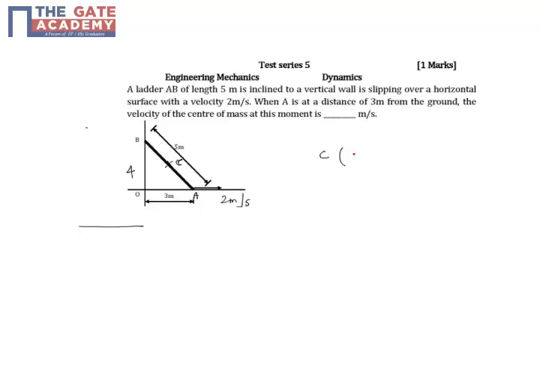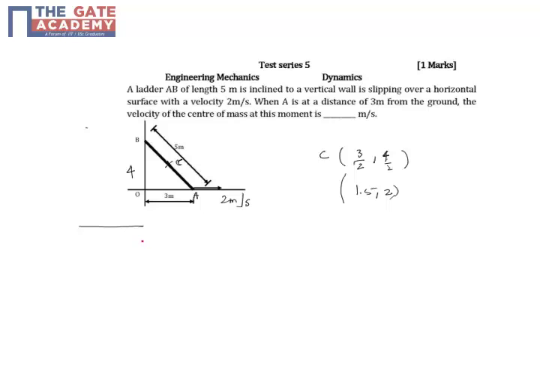Now the center C coordinates are half of this, 3 by 2 and half of 4, 4 by 2. So that is clear from this. So that is 1.5 comma 2. That is the center of mass coordinates. Now we have many methods for solving this problem. So we'll use the simplest method.